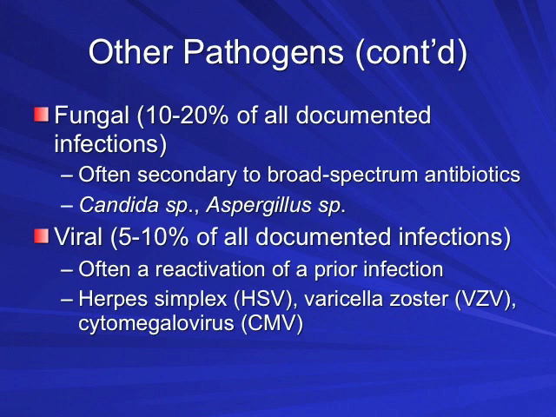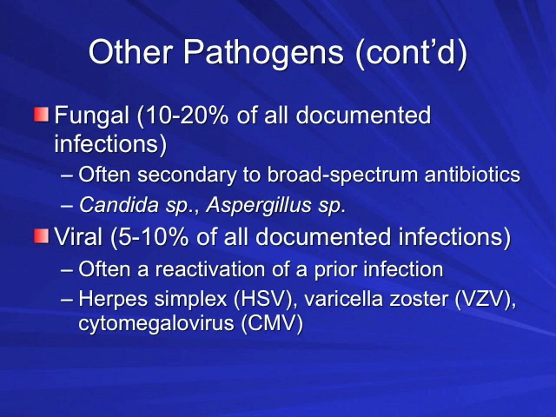Other pathogens in the setting of neutropenic fever include fungus, which make up about 10 to 20%. This is usually secondary to the fact that we've given broad-spectrum antibiotics to a patient with neutropenia, and we kill down the bacterial flora, and we wind up with overgrowth of Candida. Aspergillus is a risk factor, as we'll discuss later, for those patients with prolonged neutropenia.